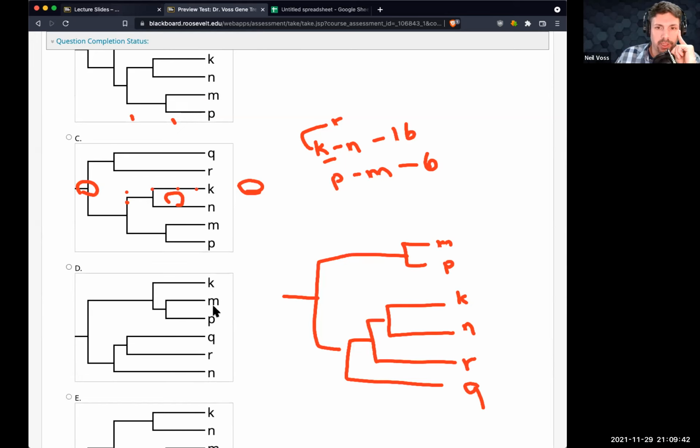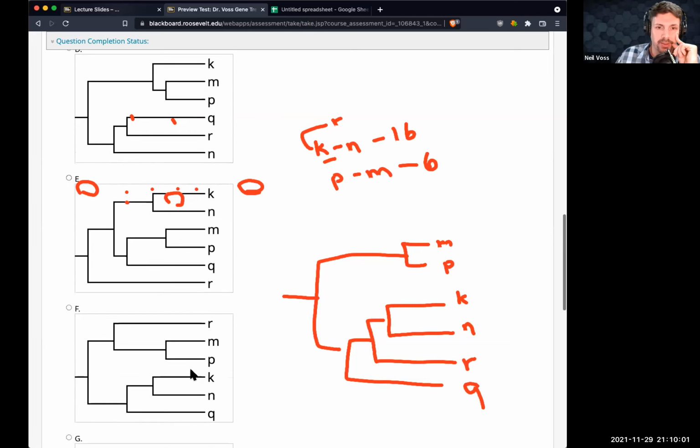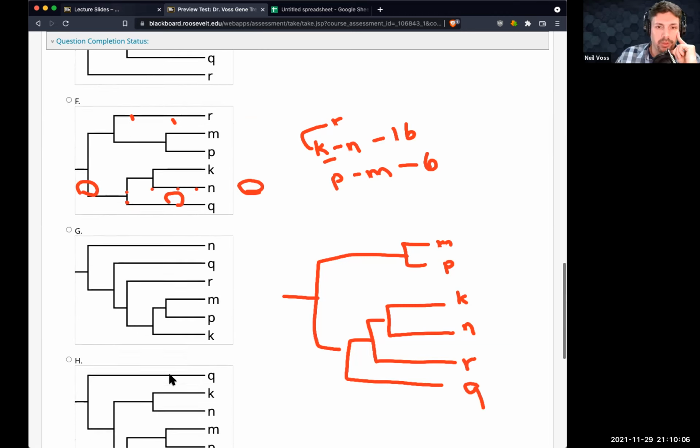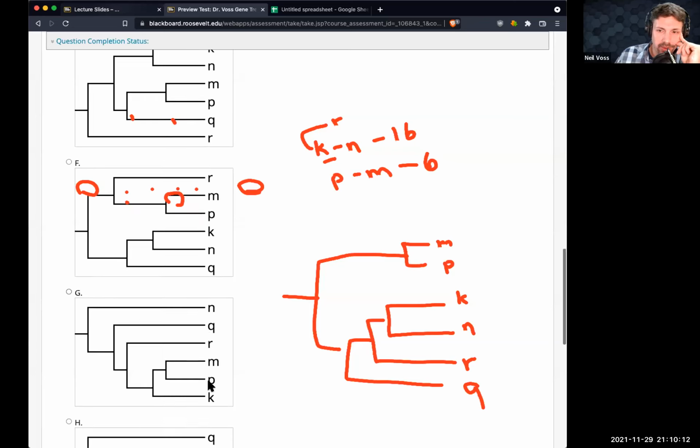All right, so here we have MP. K is connected to MP before N. No, that's not going to work. So MP connects to Q, but remember, not MP, KN are closer to R. So that doesn't really make much sense. So here KN and Q, but KN should connect to R before Q. All right, so here we have K and N are not connected, so that's no good.